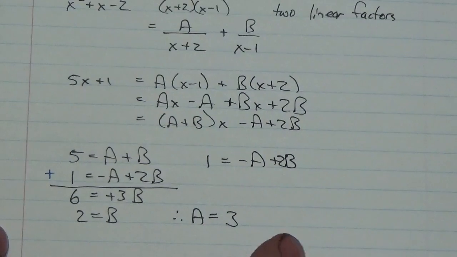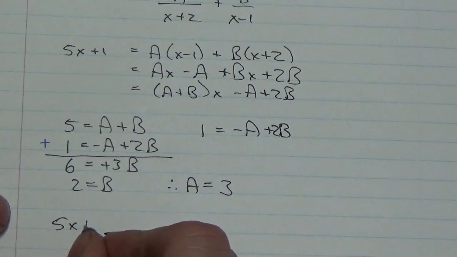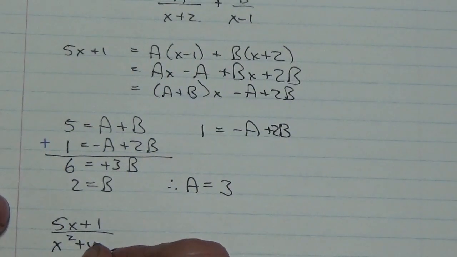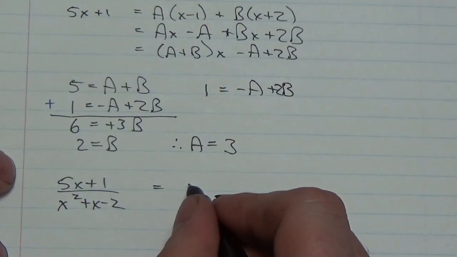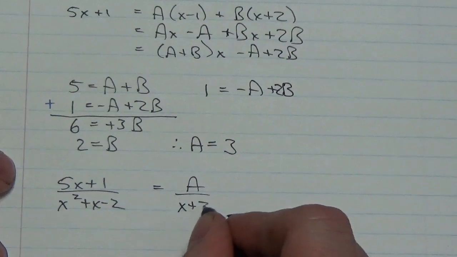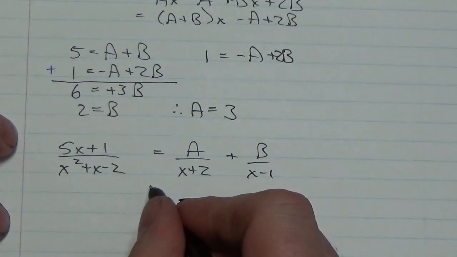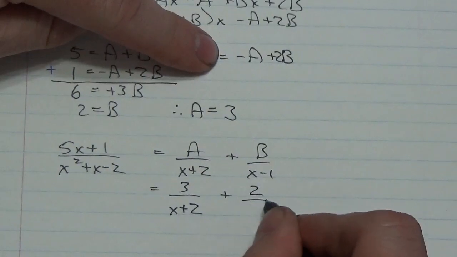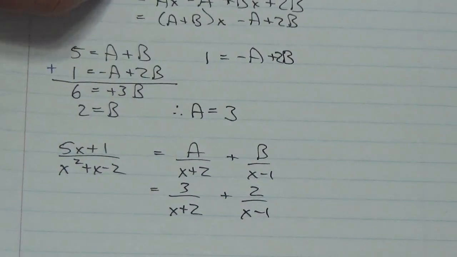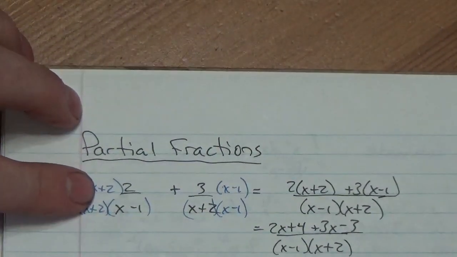So now I know, or at least I can write down here, that (5x + 1)/(x² + x − 2) is going to equal, now I had said at one point that that was a/(x + 2) + b/(x − 1). And now I can say that that's equal to 3/(x + 2) + 2/(x − 1). And if I go back to my original expression, that's exactly what I had to start off with. And so that's how you do that.